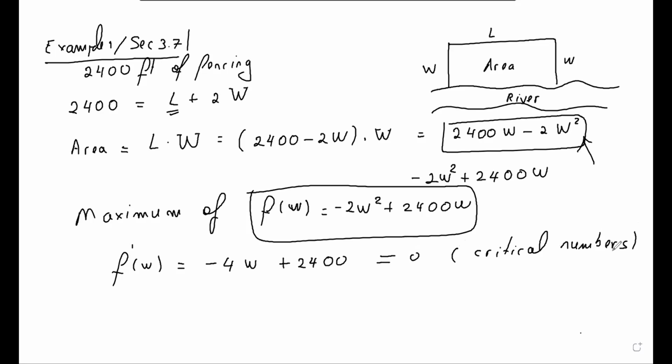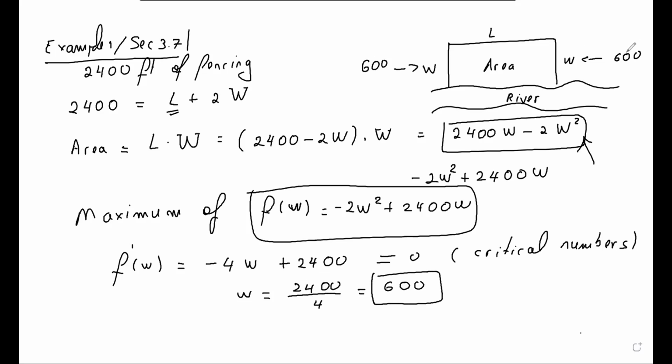So that's the whole point here. Once we set that equal to 0, we will see that w is equal to 2,400 divided by 4, and that's going to be 600. That's exactly what we found with decimals. And if w is 600 here, and 600 over here, then 600 plus 600 is 1,200. Because the fencing is 2,400, the remaining length will be 1,200.